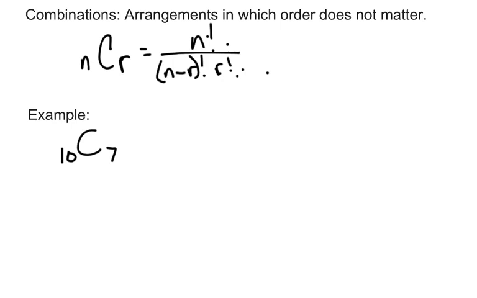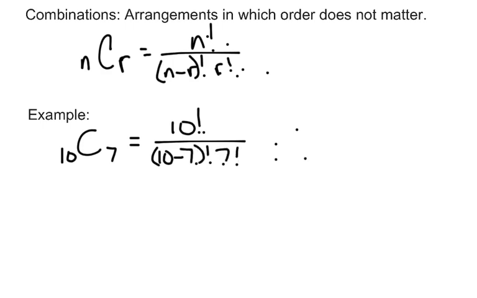Now, what that means for us is if we want 10C7, so that's 10 choose 7, or we have 10 things and we want to take 7 of them at a time, the number of ways that we can take 7 things out of a group of 10, in which order doesn't matter, is we start off with 10 factorial in the numerator, and then do 10 minus 7 in the bottom, times 7 factorial. So that'll leave us 10 factorial over 3 factorial, 7 factorial.